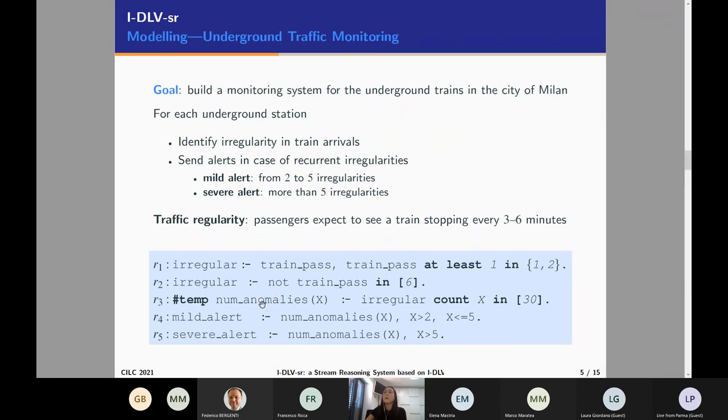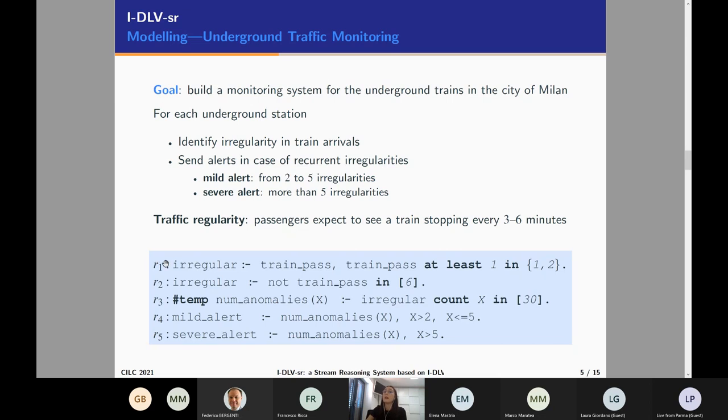What I mean? In the context of I-DLV-sr, whenever information is derived at a given time point, it can be used in the next time point to be evaluated because it becomes part of the stream. With temp, we allow to forget those pieces of information on which no reasoning is required at a later time point.